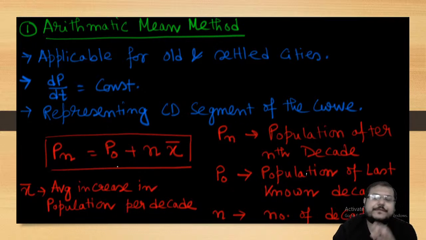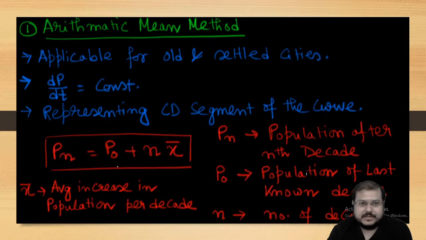Now, the different methods. Arithmetic mean method. This is applicable for old and settled cities. Then dP/dt will be constant. As dP/dt is constant, it represents the CD segment of the curve.